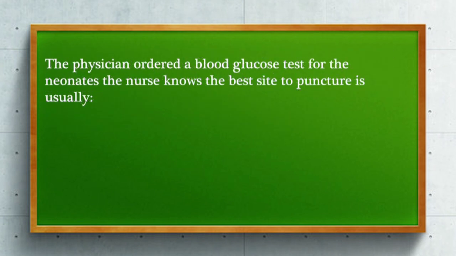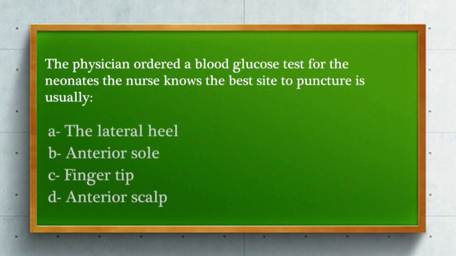Next question. The physician ordered a blood glucose test for the neonate. The nurse knows the best site to puncture is usually A. The lateral heel. B. Anterior sole. C. Fingertip. D. Anterior scalp. And the answer: A. The lateral heel.